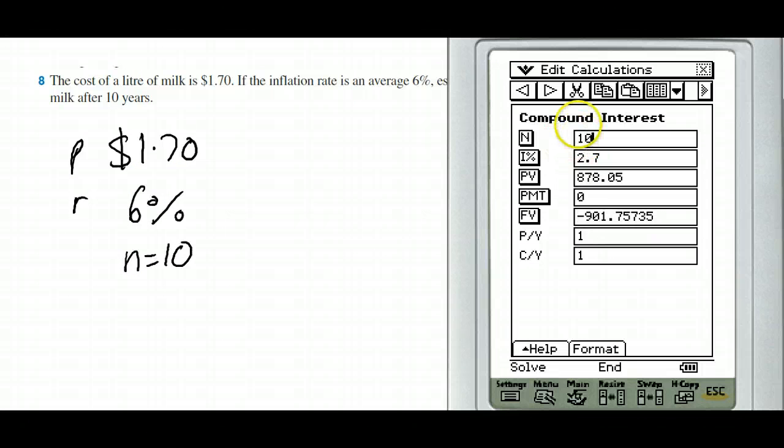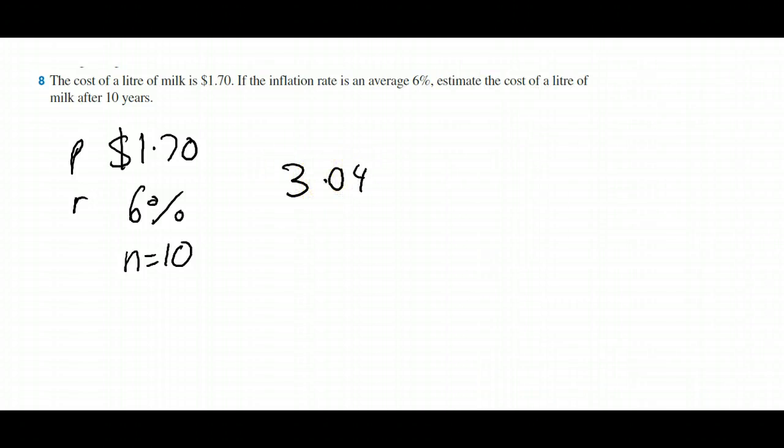N is 10, I is 6, 1.7 and 1 per year for the compounds per year. We end up with $3.04 is the cost of the milk in 10 years time.